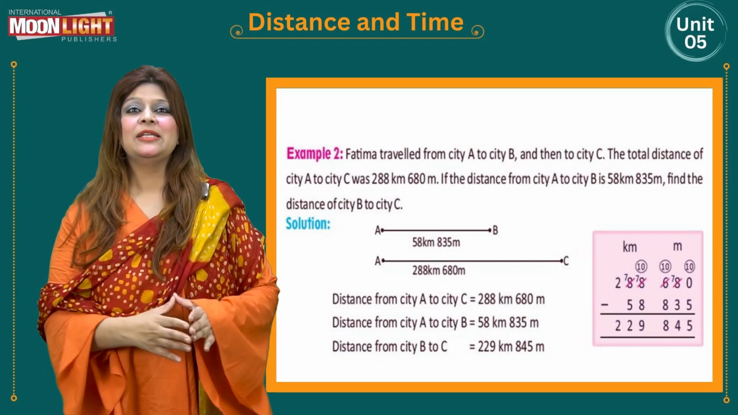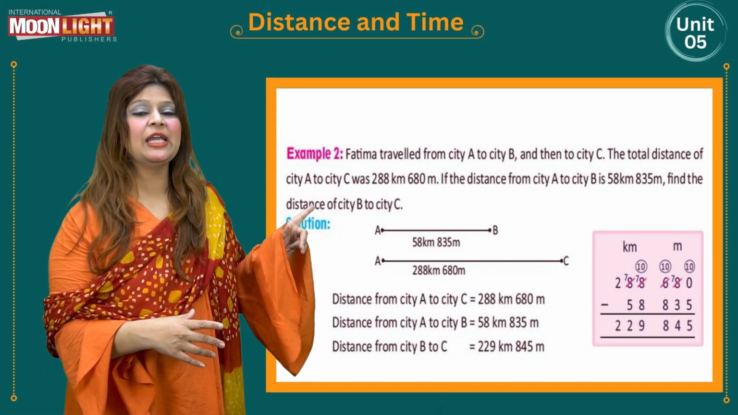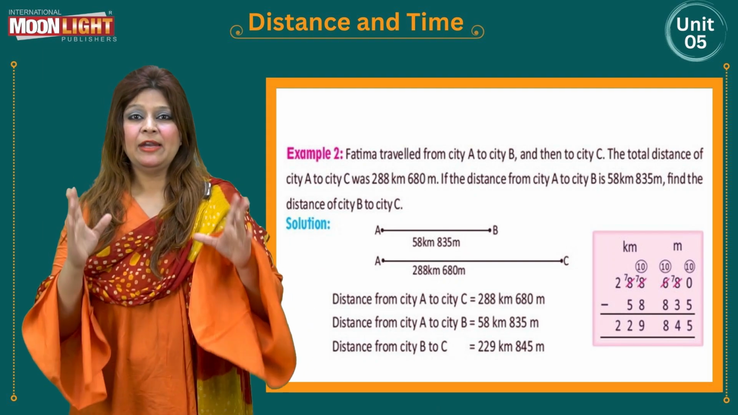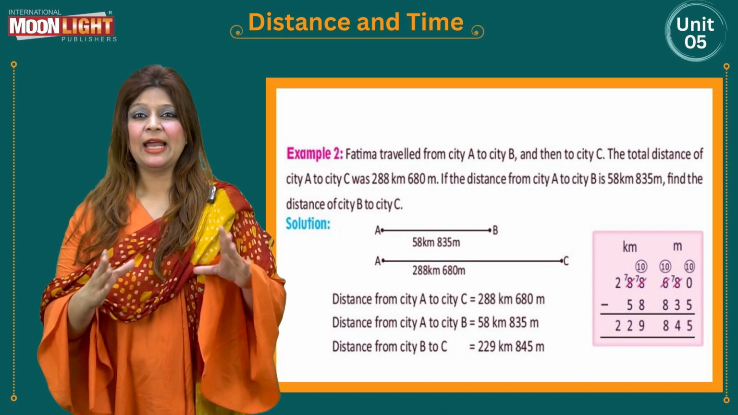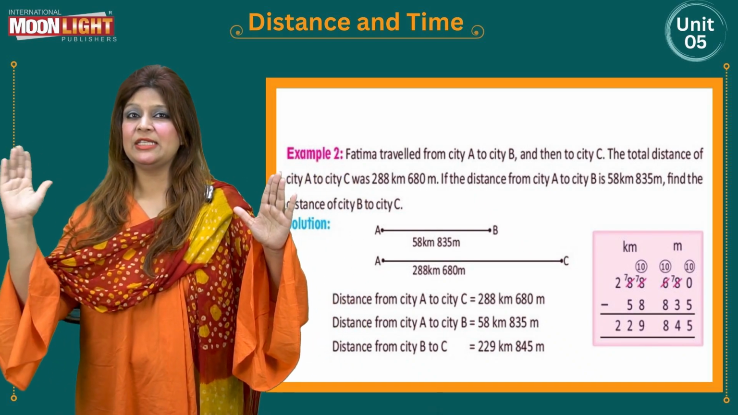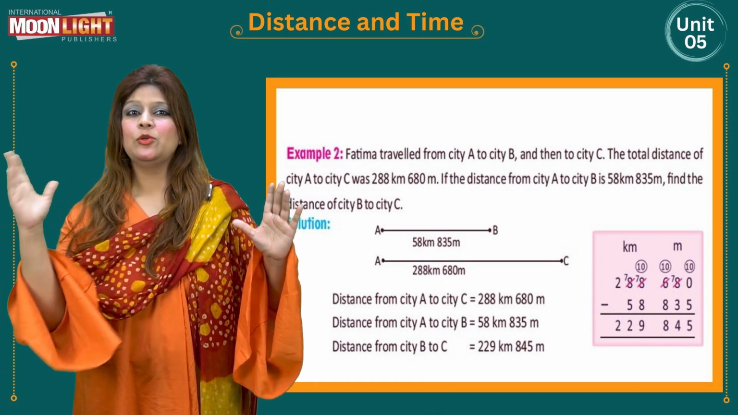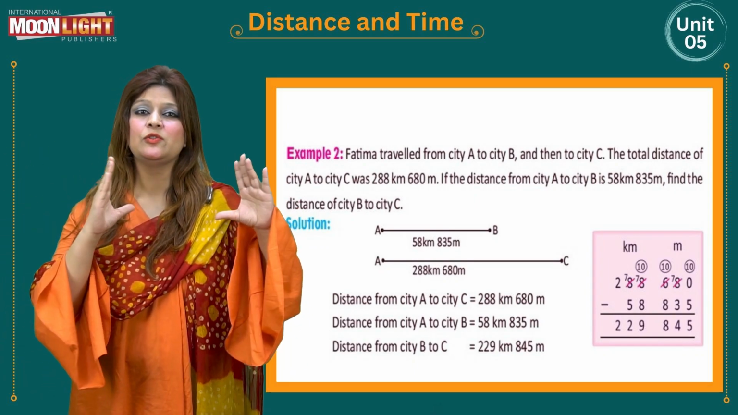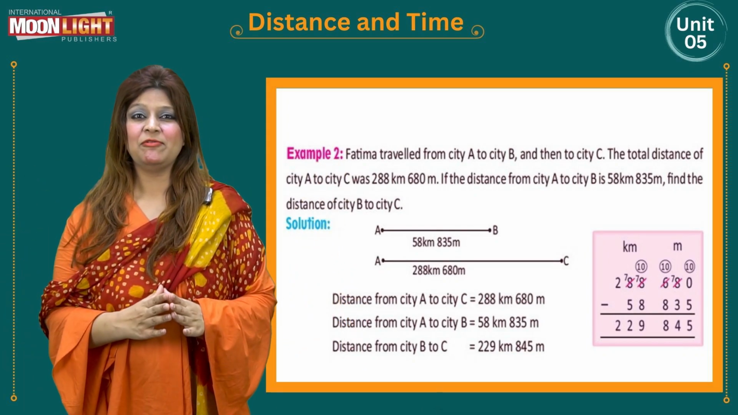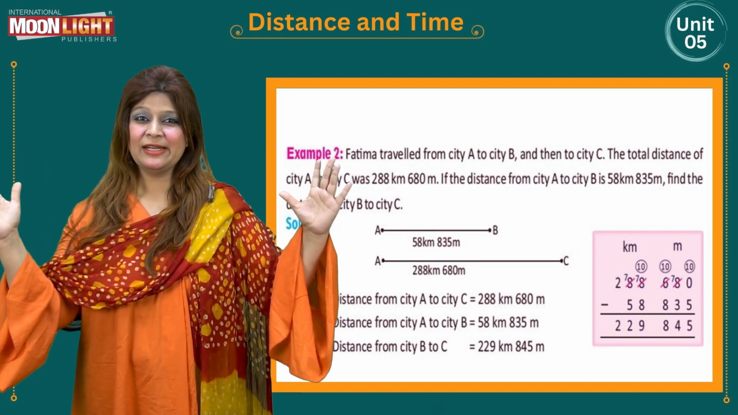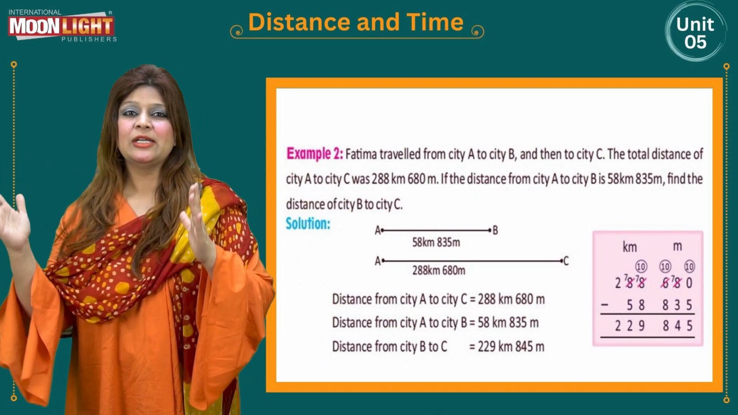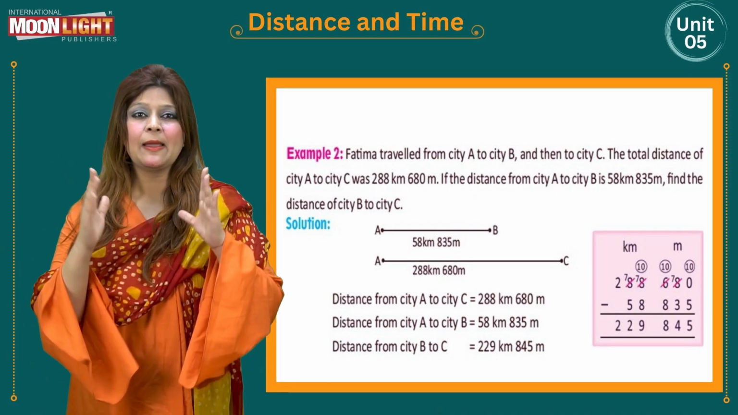City A to city B distance is given, which is 58 kilometer 835 meter. And we have one more thing which is given, that is city A, B, and finally we have city C over here. City A to C distance is also given, which is of course more than 58 kilometer 835 meter. That is bigger, meaning we have 288 kilometer 680 meters.